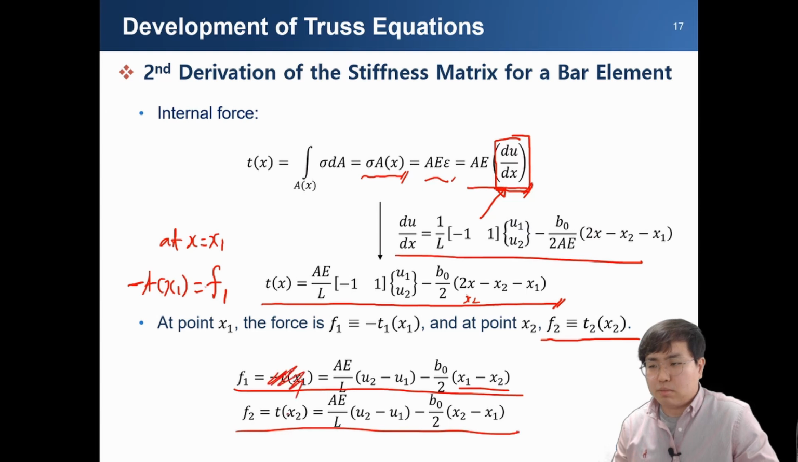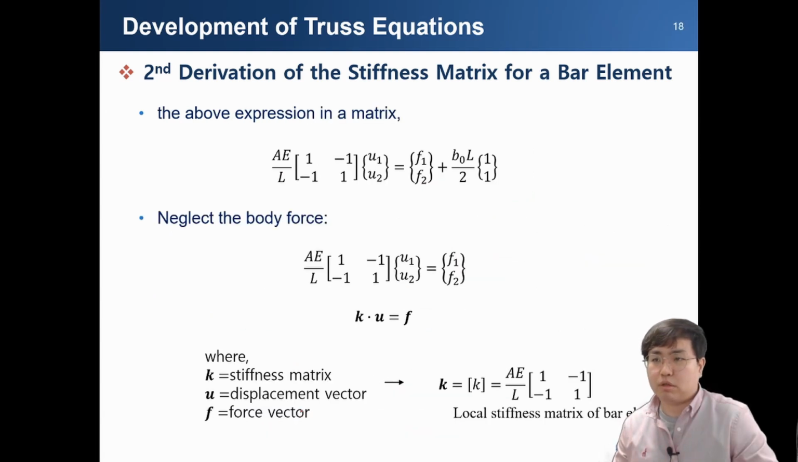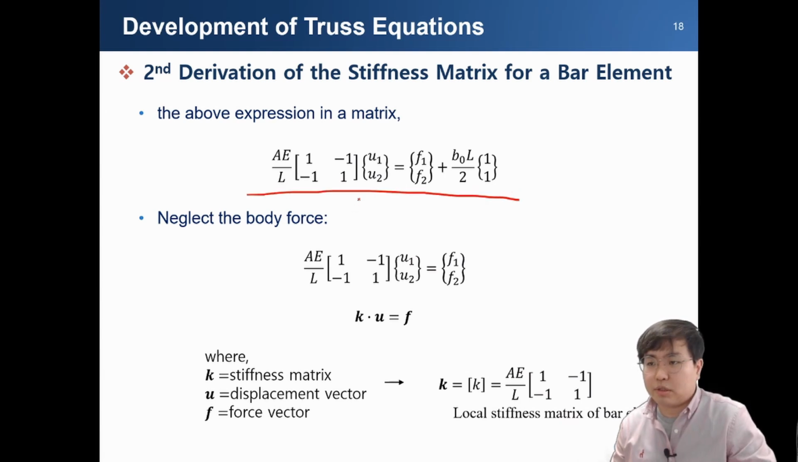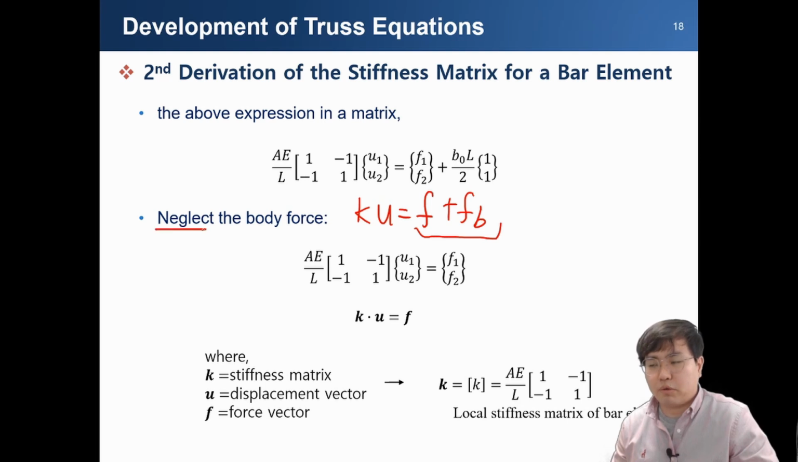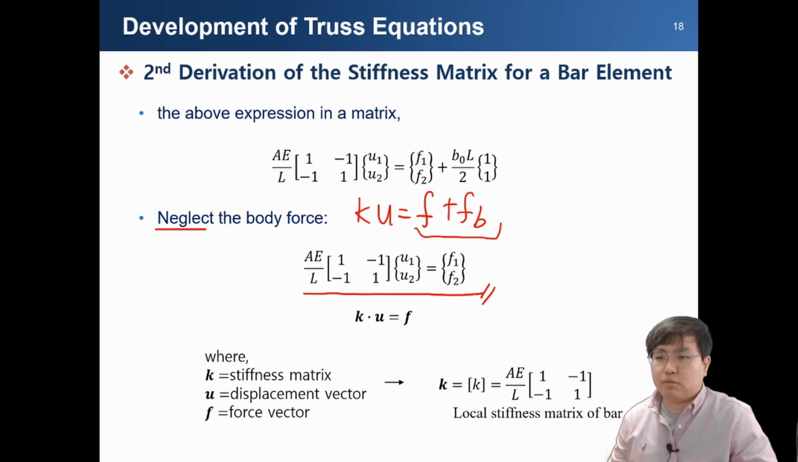We neglected this part. We have two linear algebra equations, and we can change them into matrix form. It is the same form, F equal to KU, but on the B side we have one additional term, the body force term. In the previous derivation of the stiffness matrix of the bar element, we neglected the body force term. When you neglect this force term, you can obtain the same form of the local stiffness matrix of the truss element.